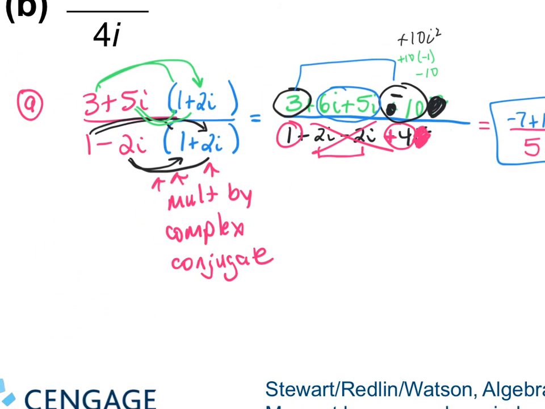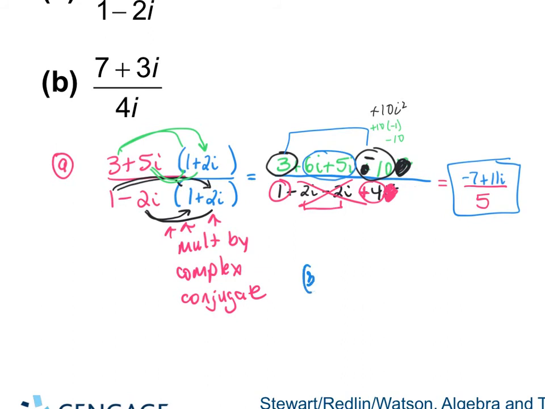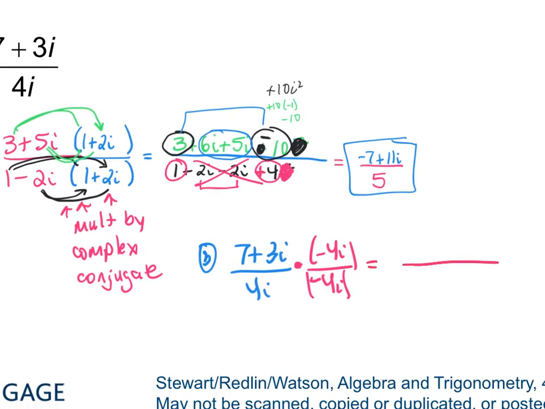If we do letter B, let's do letter B right here. It's 7 plus 3i over 4i. Well, what's the opposite of positive 4i? So I'm going to multiply the top and the bottom by -4i. Watch this. Let's do the bottom. What is 4 times 4? 16. And then what's i times i? i squared. But what do you know the value of i squared really is? i squared is equal to a real number, which is what?